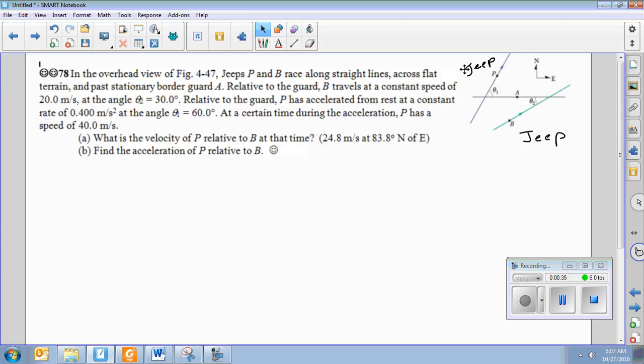And then they go past a stationary border guard whom they've called A. So the guard is at point A. So the big thing to notice is that he's stationary, okay? So that's the deal there, okay?